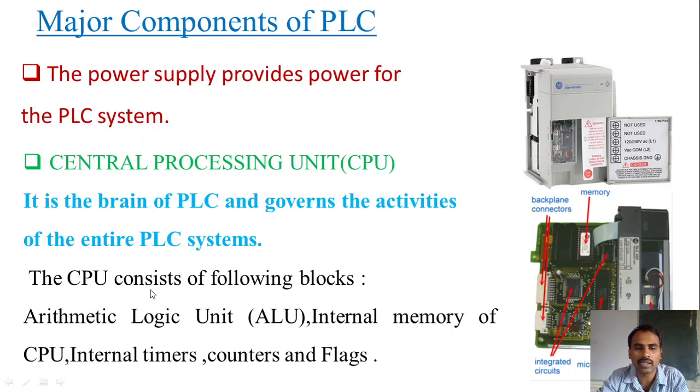The CPU normally consists of these kinds of blocks: an ALU, arithmetic logic unit, internal memory for the CPU, and internal timers, counters, and clocks. The CPU performs the following main functions: it will scan the input and output of the sources, and also the program execution will be done by the CPU, data handling, and then peripheral and external device communication. All these are some of the important functions which the CPU will do.